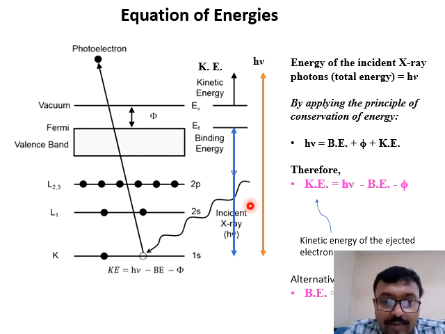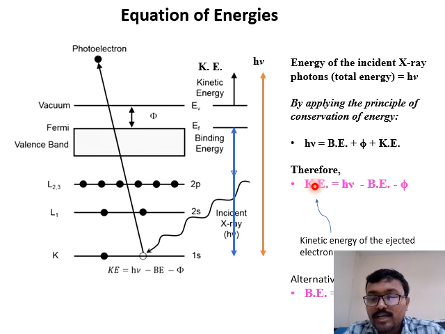So the energy of the incoming X-radiation should be equal to the binding energy plus work function plus kinetic energy, right? Now from XPS, we determine this kinetic energy of the electron. In the XPS instrument, as I told you, there is a camera, which can see the electron and calculate its kinetic energy, right?